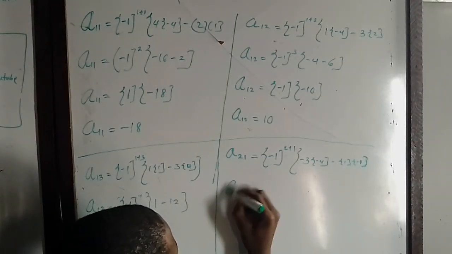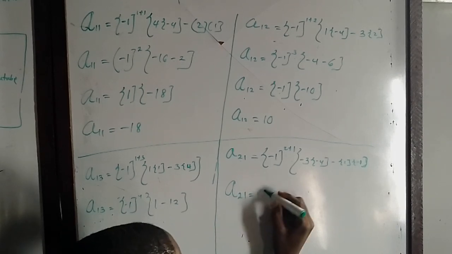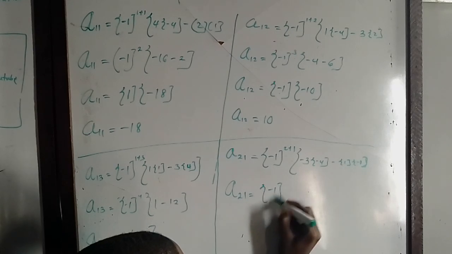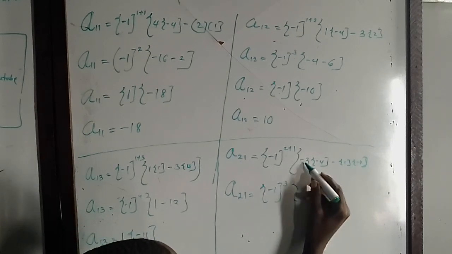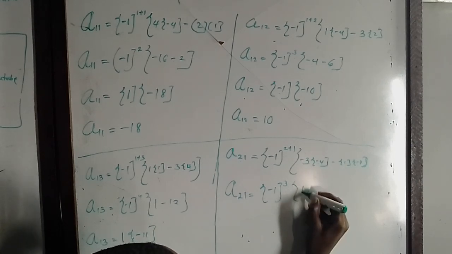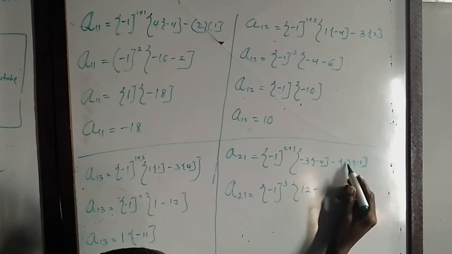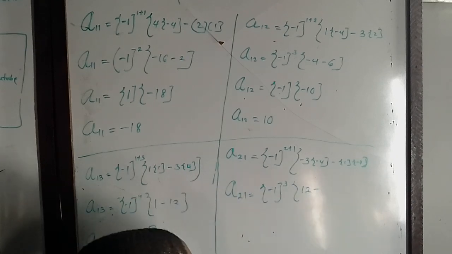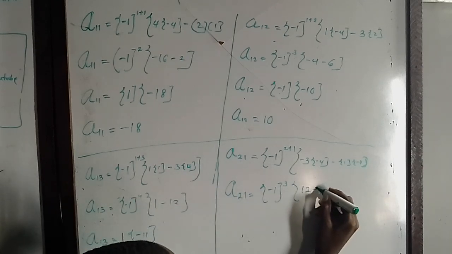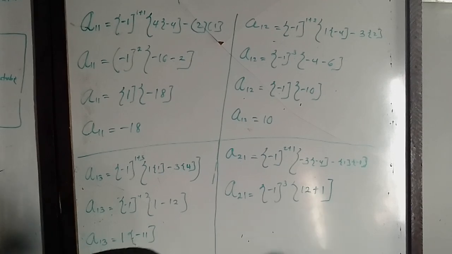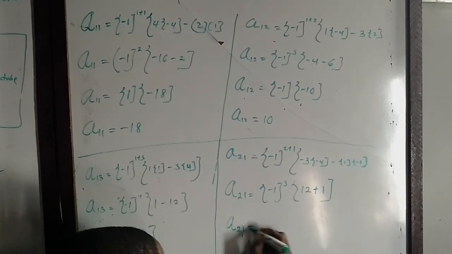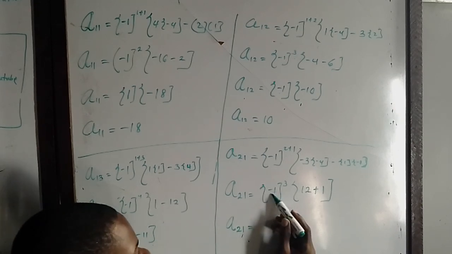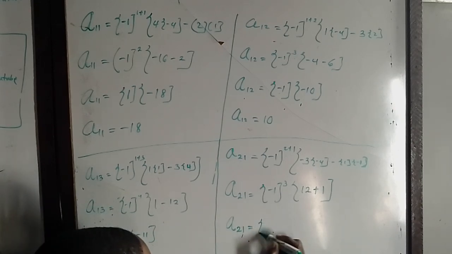So we are going to have our A21 equals to 2 plus 1 is what? 3. So you are going to have minus 1 raised to power 3. Open bracket. Minus 3 times minus 4 is what? 12. Then minus 1 times this will give us minus 1. Minus times minus will give us plus 1. Do you understand? So our A21 is also the same thing as minus 1 raised to power 3, which will give us minus 1.